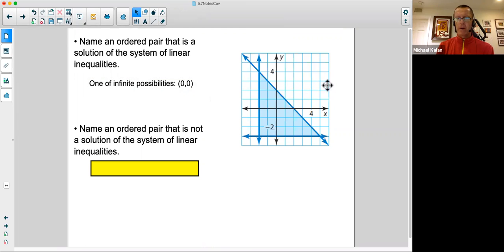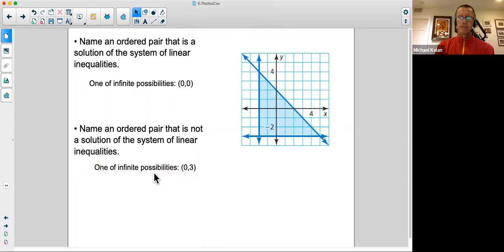Okay, name an ordered pair that is not a solution of the system of inequalities. Could it be somewhere over here? Sure. Could it be somewhere over here? Sure. Could it be down here? Sure. Anything that's not in the solid triangle. So like 0, 3. 0, 3 is right there. Not a solution. All right.